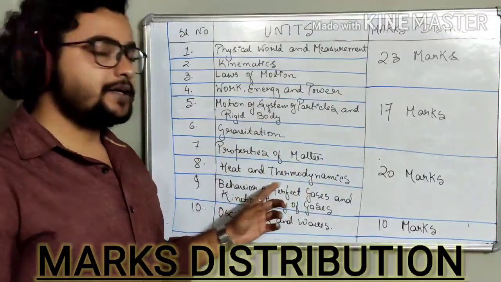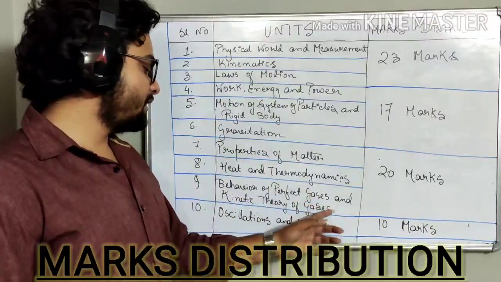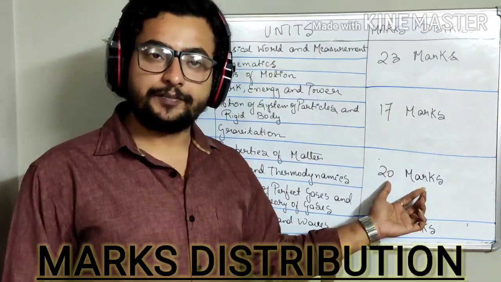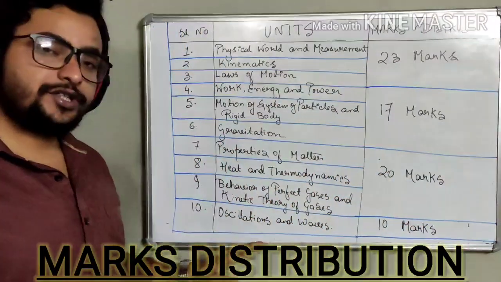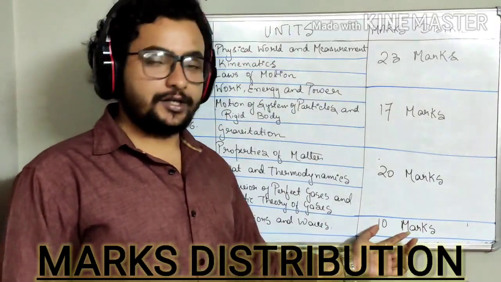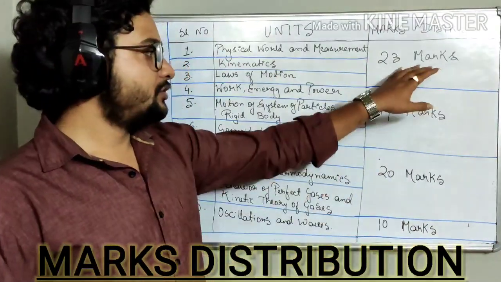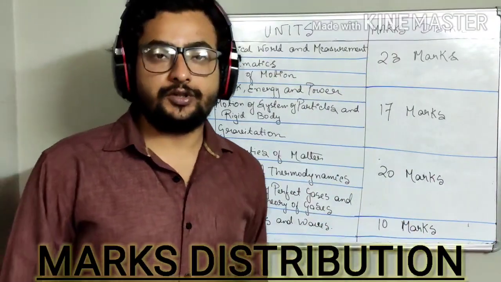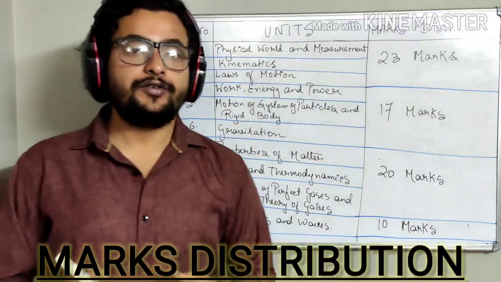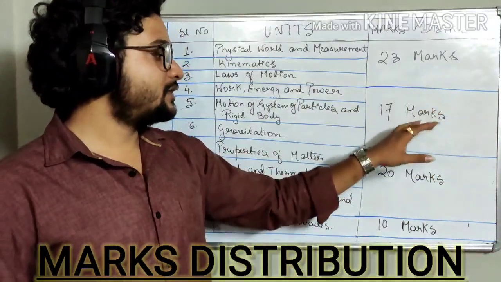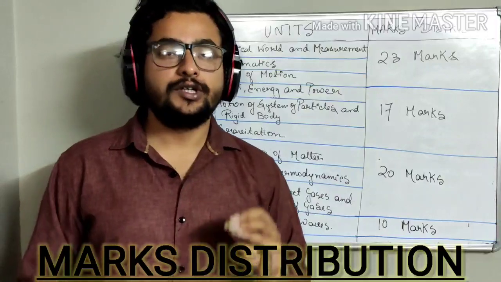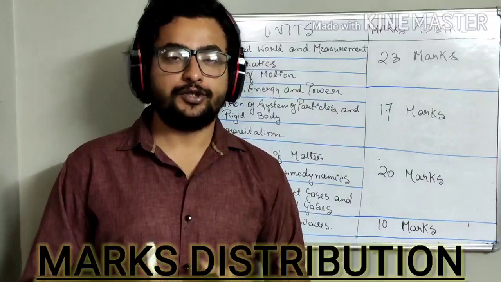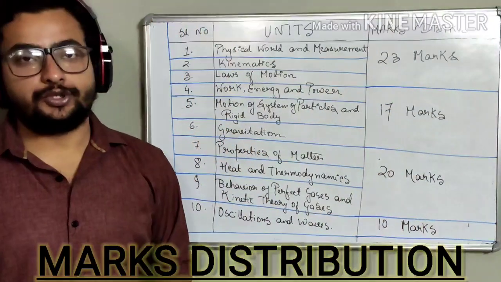Properties of matter, heat and thermodynamics, behavior of perfect gases and kinetic theory of gases. These 3 units altogether will contain 20 marks. And the last unit, oscillations and waves, will have 10 marks. So 23 marks, 17 marks, 20 marks and 10 marks. These are the mark distribution for the various units which you will read in physics. So 23 plus 17 plus 20 plus 10 counts to 70 marks. As I told you before, for theory you have to write out of 70 marks.